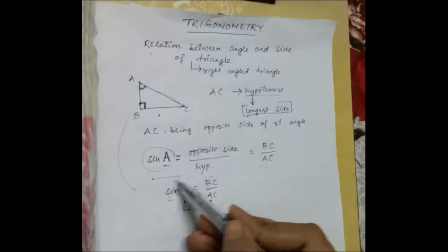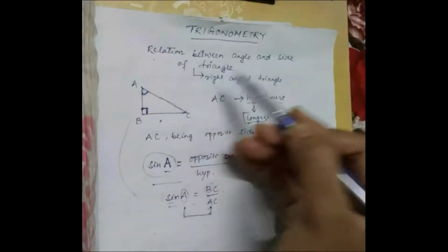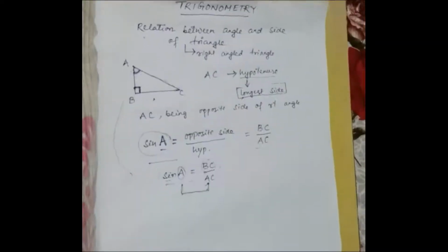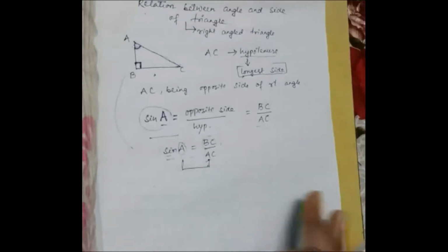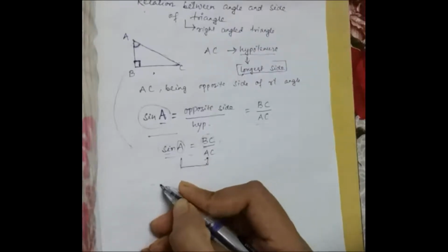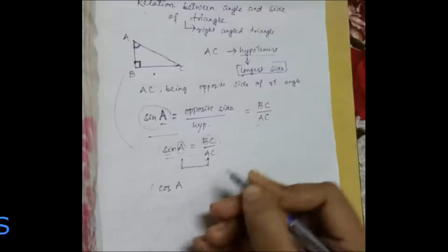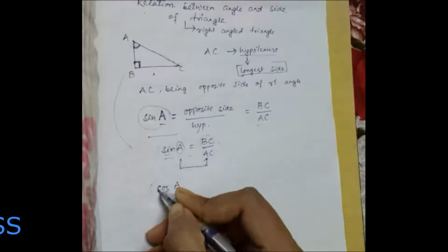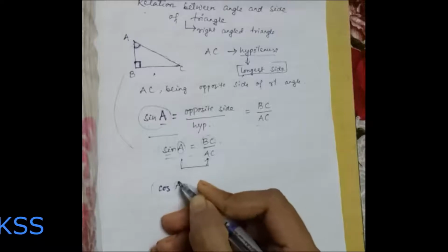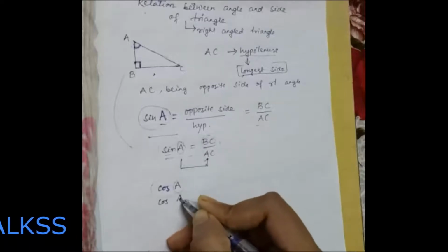So hence it is verifying the relation between angle and side of a right angle triangle, which is the definition of trigonometry. Now cos A. What is the definition of cos A? Same, cos is a single word, and angle A is separate. That means cos, after some gap there will be angle A.